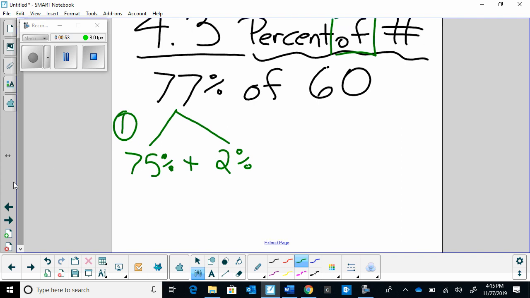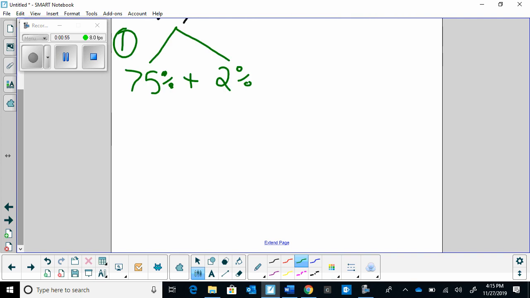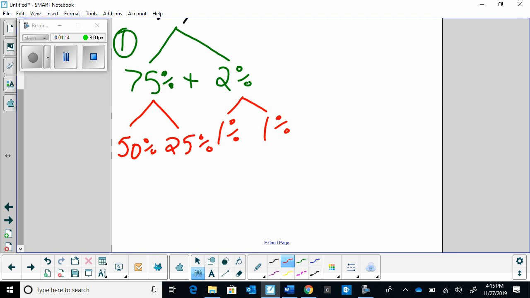So now what we're going to do is break up the rest of these percentages into smaller percentages that we can get. So 2%, we don't know how to get 2% of 60, but we know how to get 1% of 60 and 1% of 60. And then 75%, that one might be challenging, but we know how to get 50% and 25%, because we know how to get these mental math wise.